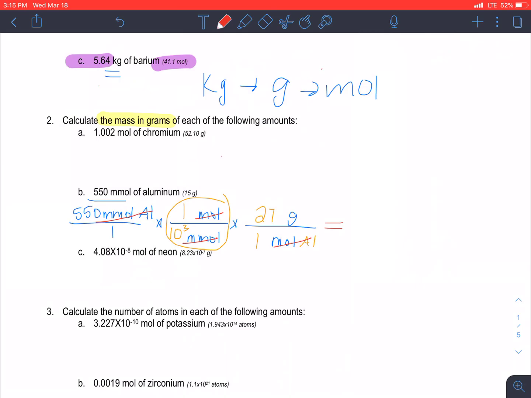Remember, we multiply all the numbers on the top. So in this case, we would do 550 times 27 divided by 1E3, or if you know the value of that number, that is 1,000. We need 2 sig figs, so on the calculator we get 14.85. That has 4 sig figs. We need to round that to 2, so 15. In this case, the unit would be grams of aluminum.